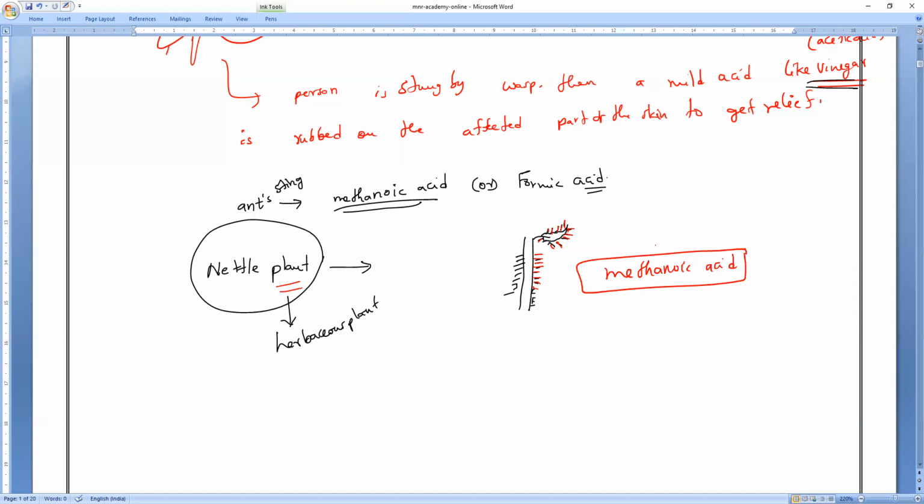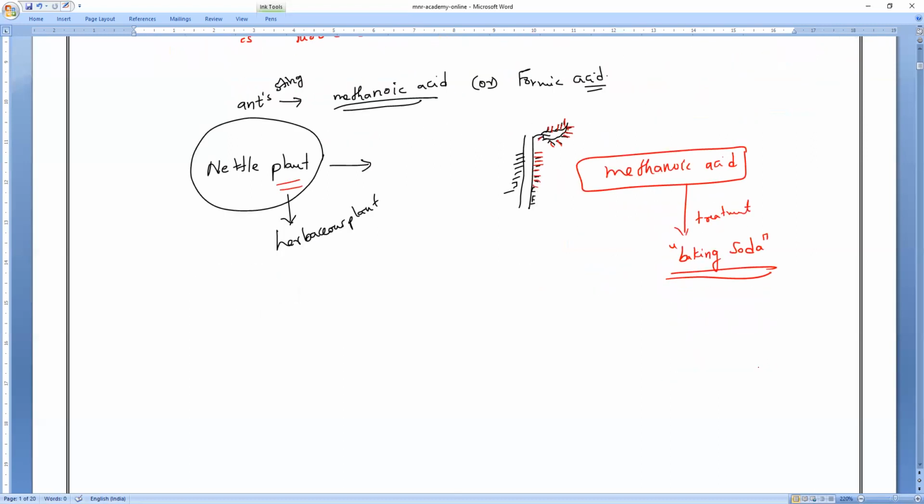So that is why, suppose you are near your home, you can treat it by rubbing the affected portion of the skin with what? Treatment with a base. Yes, baking soda. That is what we call baking soda. So that is what you have to remember. Understand, everybody? Yes? All of you?